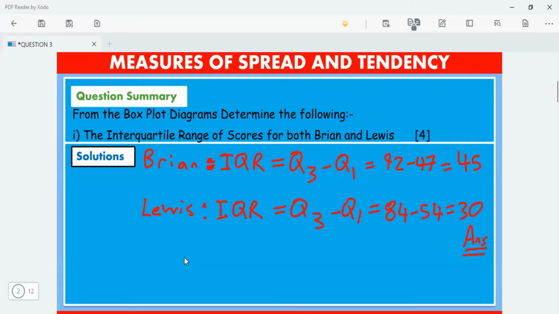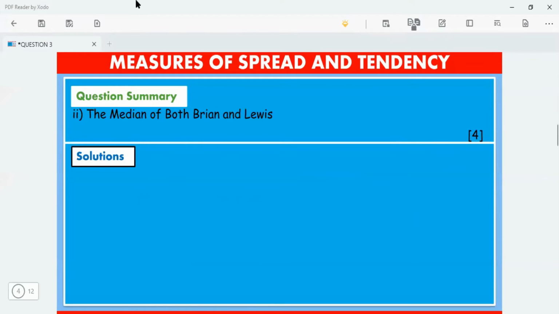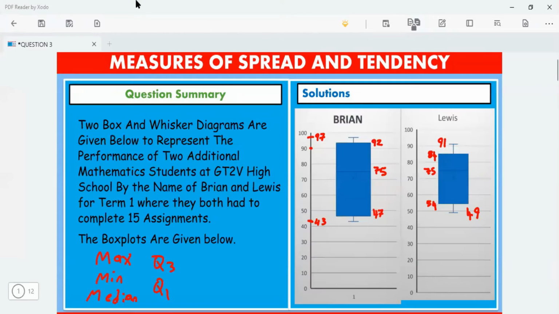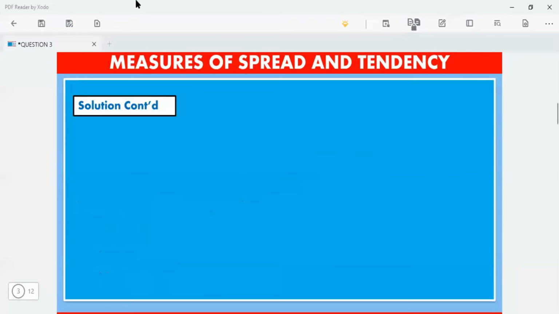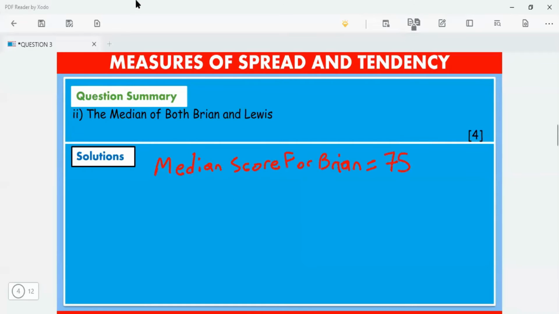Okay. The next part says the median. We need to tell them the median. So the median score for Brian, and we're just going to go back and look at the median score. The median score for Brian was 75. And the median score for Lewis is also 75.